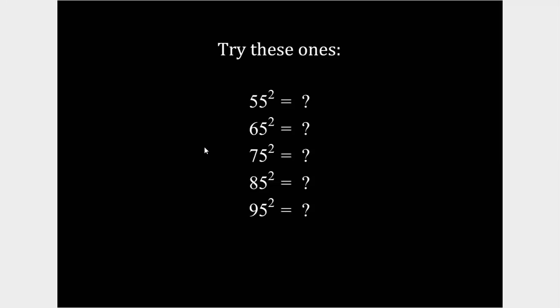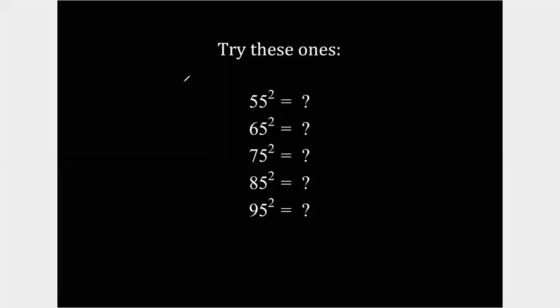So why don't you try some of these, and see if you can do these in your head. We start with the first one, 55 squared. We take the tens digit, 5, times the next larger number, which is 6. 5 times 6 is 30. And then we just tack on 25.